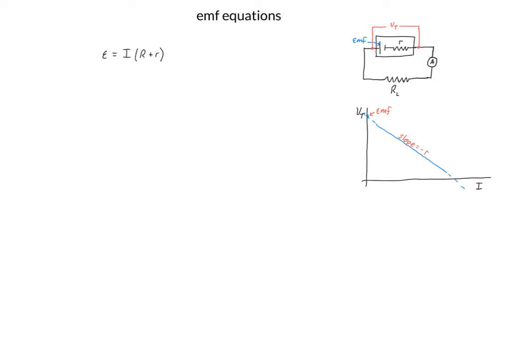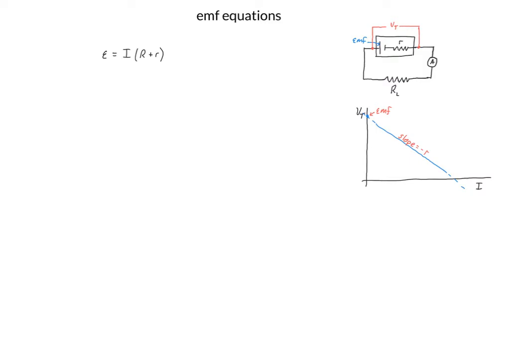Let's take a look at a few equations dealing with EMF and internal resistance. Now, the base equation given to you in your data booklet is EMF equals the current flowing out of the battery, times, in parentheses, the combination of the internal resistance, little r, and the equivalent resistance of the circuit, or if there's only one single resistor, which will very often happen in these types of problems, the resistance of the load, large R.